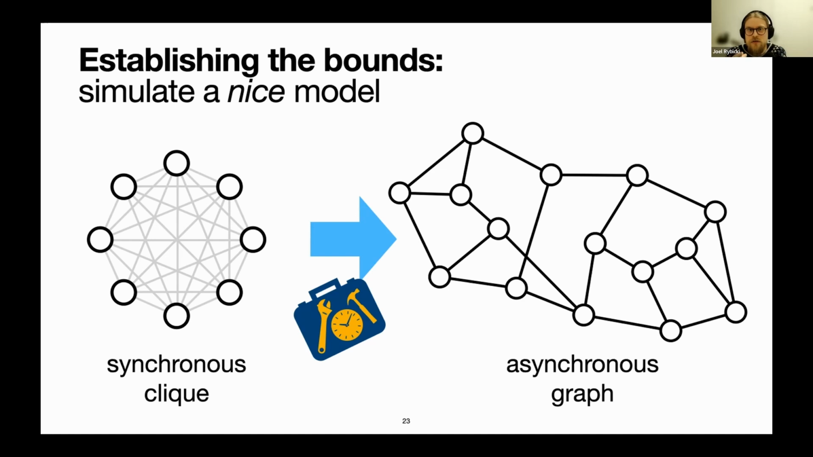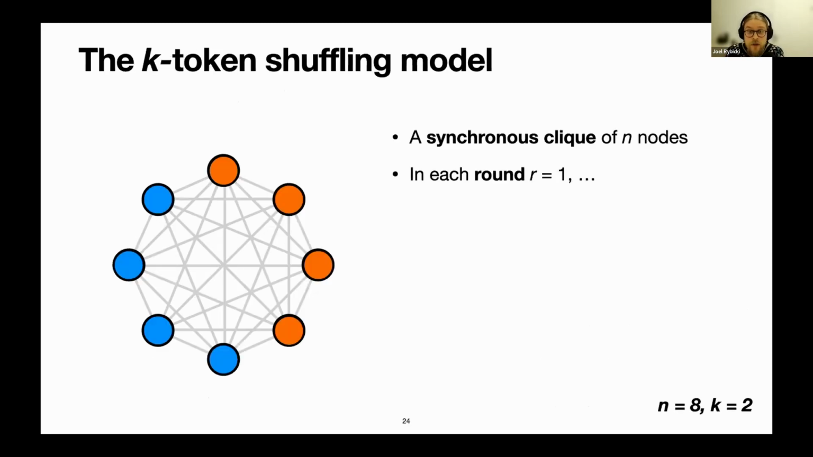Now, this nice synchronous model we simulate is not exactly the same as the population protocol model in the clique, but it's close enough so that we can adapt techniques developed for the population protocol model in the clique. So we can transport ideas from the clique world to the graphical setting. But what is this nice synchronous clique model exactly? We call it the K-token shuffling model, where K is a parameter of the model. This is a small constant, typically 1 or 2. In the following example, the parameter K is set to 2, and N denotes the number of nodes.